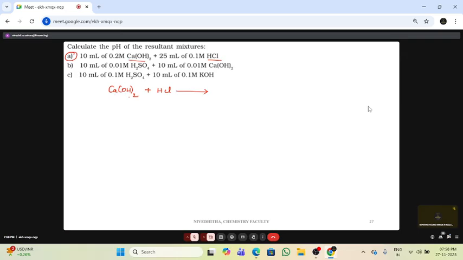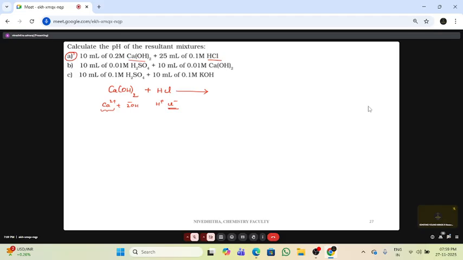How will this calcium hydroxide get dissociated? Calcium 2 plus and 2 times OH minus, right, Kana? And how will this HCl get dissociated? H plus and Cl minus. So the calcium 2 plus ion will combine with chloride. So what will be the formula of calcium chloride?